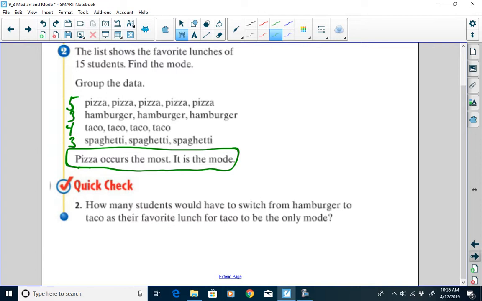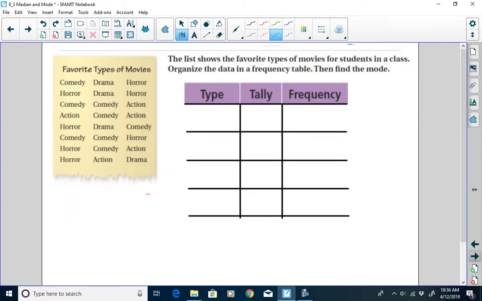All right, let's go on to the next page here. Here we're given a bunch of data. These are responses for the favorite types of movies from students in a class. Organize the data in a frequency table, then find the mode. So we want to take a look at the different types of movies we have. So we have comedies, right? Comedy is one type of movie. Then we have horror. Then we have what else? Action.